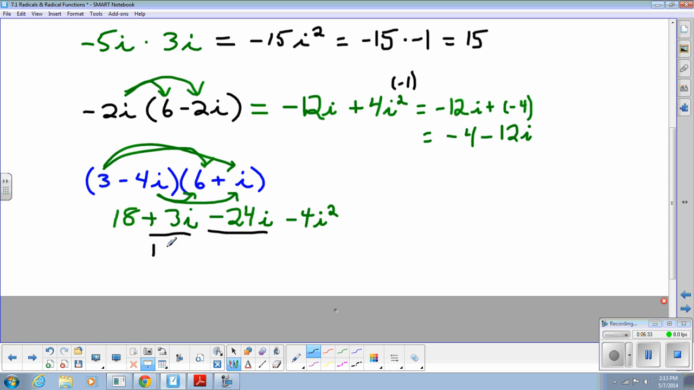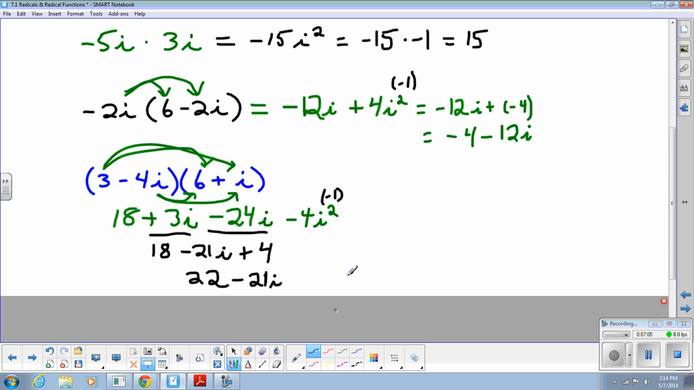So I have 18 minus 21i. Now I have minus 4i squared. So again, i squared is negative 1. So negative 4 times negative 1 is plus 4. Now I still have two real numbers, 18 and a plus 4, so I have 22 minus 21i. 22 minus 21i. And now I have everything simplified that I can, and I have my real number first, followed by my imaginary number.